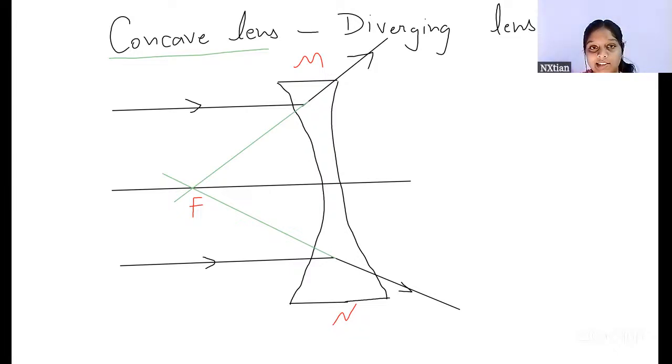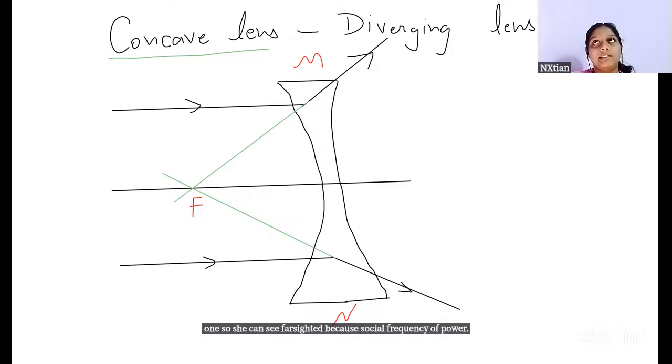Repeat it, last line. Ma'am, I know the glasses because my sister has one, so she can see far. Yes. So both types of lenses are used in your spectacles, okay? Concave and convex. Convex for nearsightedness and concave for farsightedness, like that.